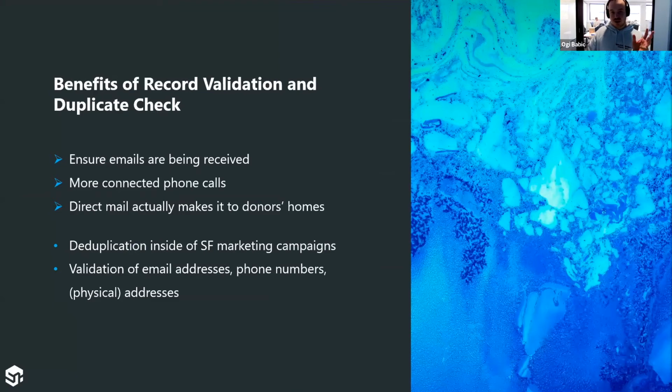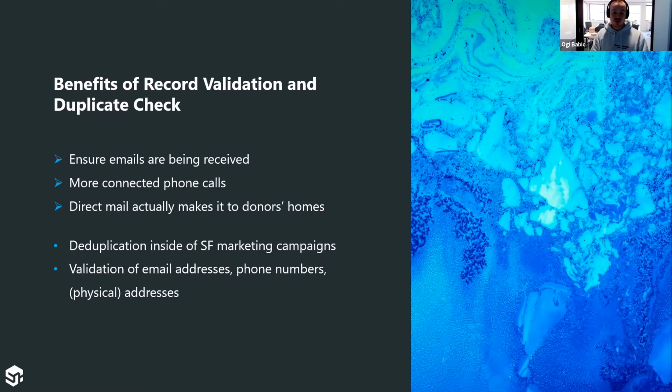So this ties in very nicely with record validation as well, but also the integration with duplicate check. And I know we like to drink our own champagne, but I want to talk about some of the benefits of using our tools, so duplicate check and record validation. In short, record validation can validate email addresses to ensure that emails are being received by the correct person. It can validate phone numbers, so phone calls will be made to the right number. And it can validate addresses, so the paper mail you're sending out actually makes it to your donor's house.